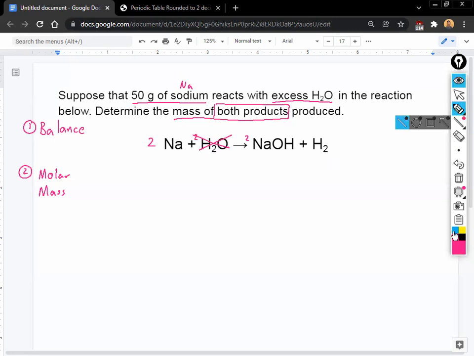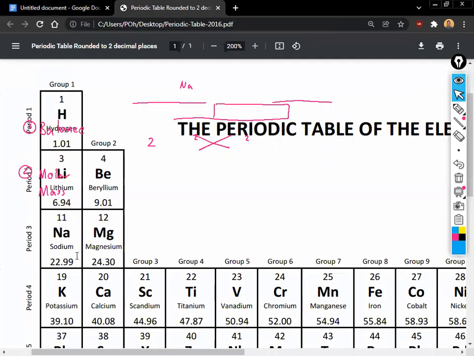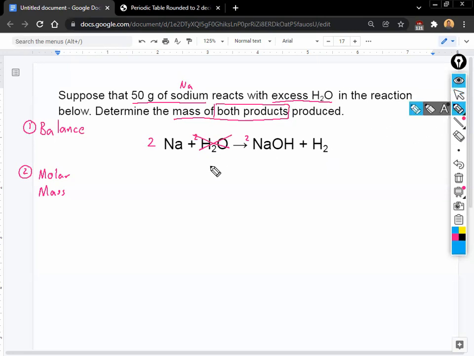Okay, so let's find the molar mass of all of these compounds. The first chemical that we have is Na, and luckily Na is by itself. So if we go to the periodic table, we look at Na. The number underneath Na is 23. Okay, 22.99, which we can round up. So Na is going to be 23 grams per mole.